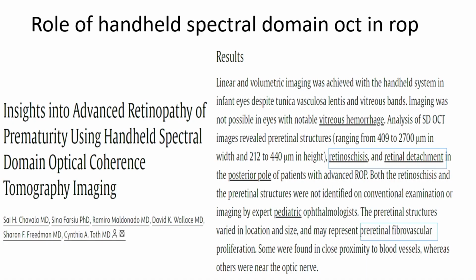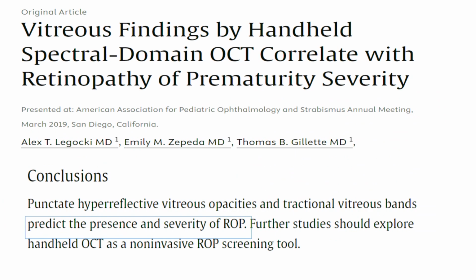So the role of handheld SDOCT in ROP. In a study by Chawla et al., insights into advanced ROP using handheld SDOCT, they found they could pick up retinoschisis, retinal detachments, and pre-retinal fibrovascular tissue, which were not visible on conventional clinical examination. And in the study by Alex et al. on vitreous findings by handheld SDOCT, they predicted the presence and severity of ROP based on the vitreous opacities and the tractional vitreous bands seen in the SDOCT.